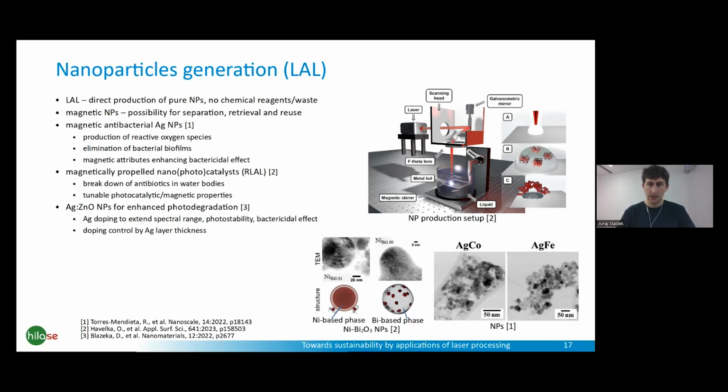Here, the doping is achieved by ablation of zinc oxide with a deposited silver layer of controlled thickness, and the thickness controls the amount of doping in the particles. Other methods for this exist, but they are more complicated, expensive, or waste generating.